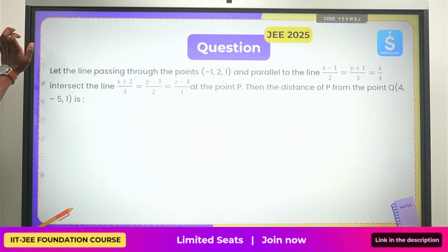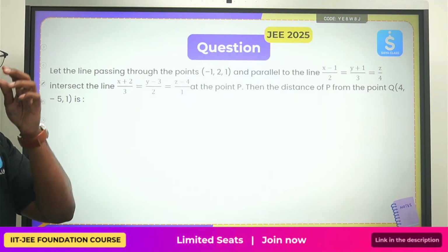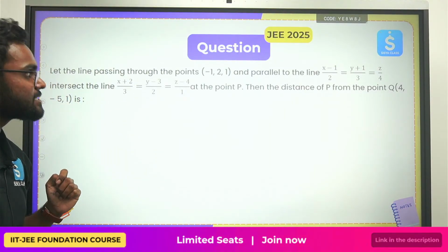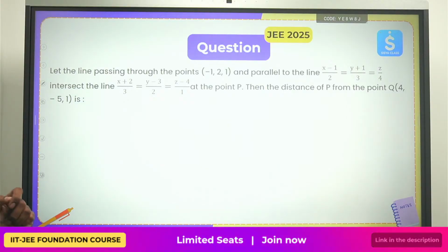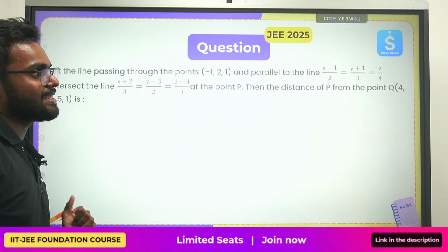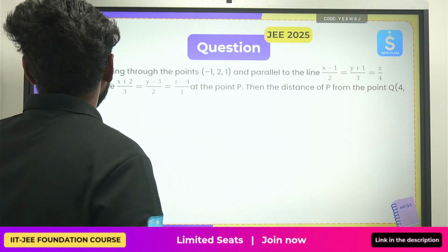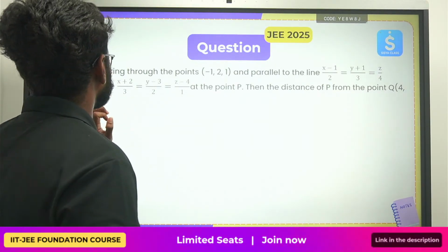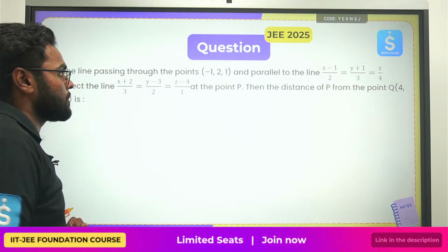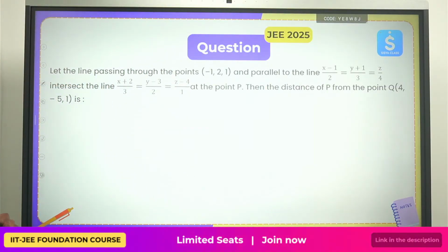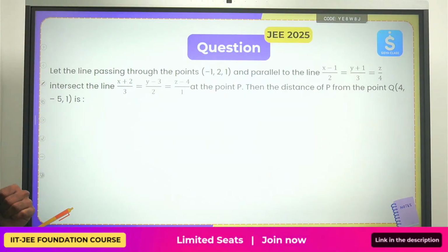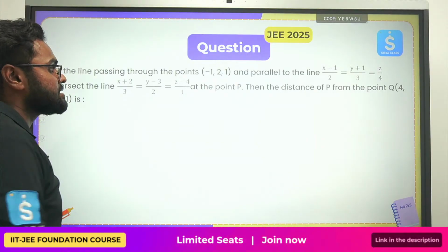Now, let us see, it's a JEE 2025 question. Let the line passing through the point (-1, 2, 1) and parallel to the line (x minus 1)/2 = (y plus 1)/3 = z/4 intersect the line (x plus 2)/3 = (y minus 3)/2 = (z minus 4)/1 at the point P. Then the distance of P from the point Q (4, -5, 1) is? Let us see the question.